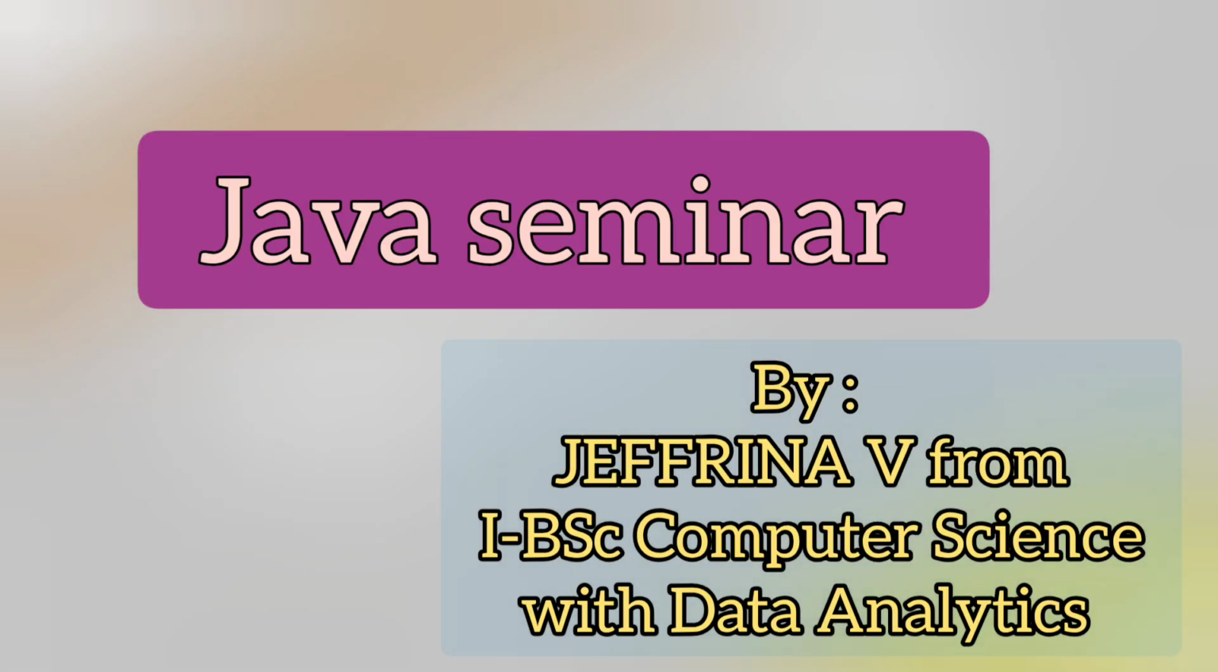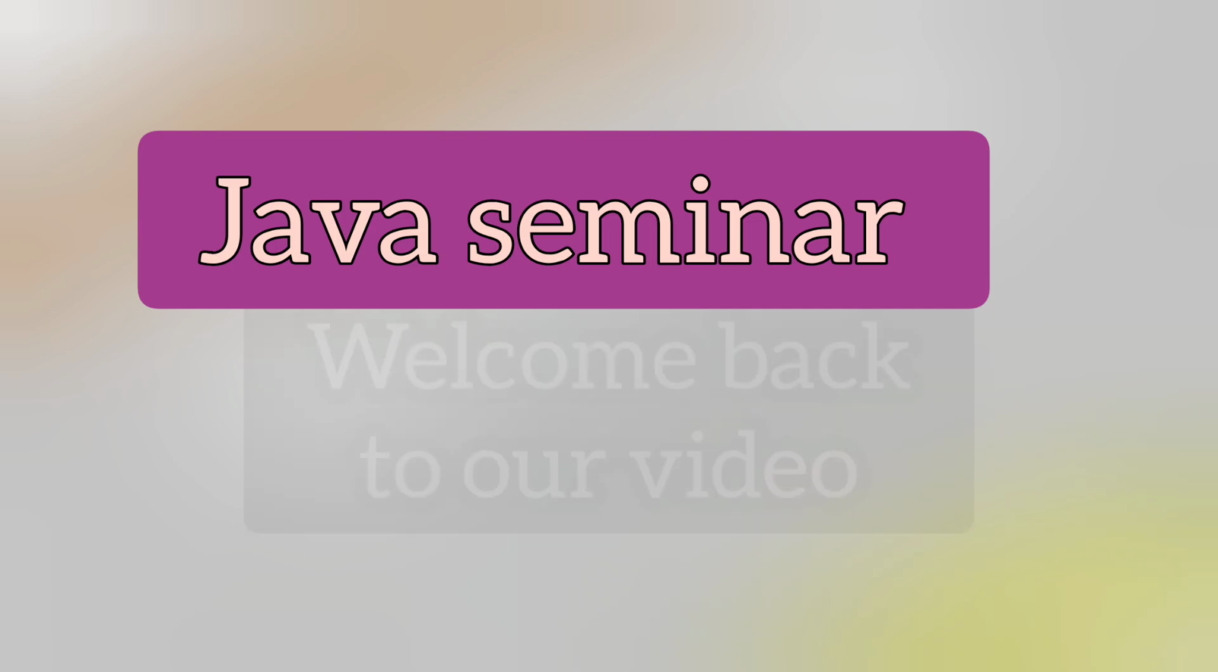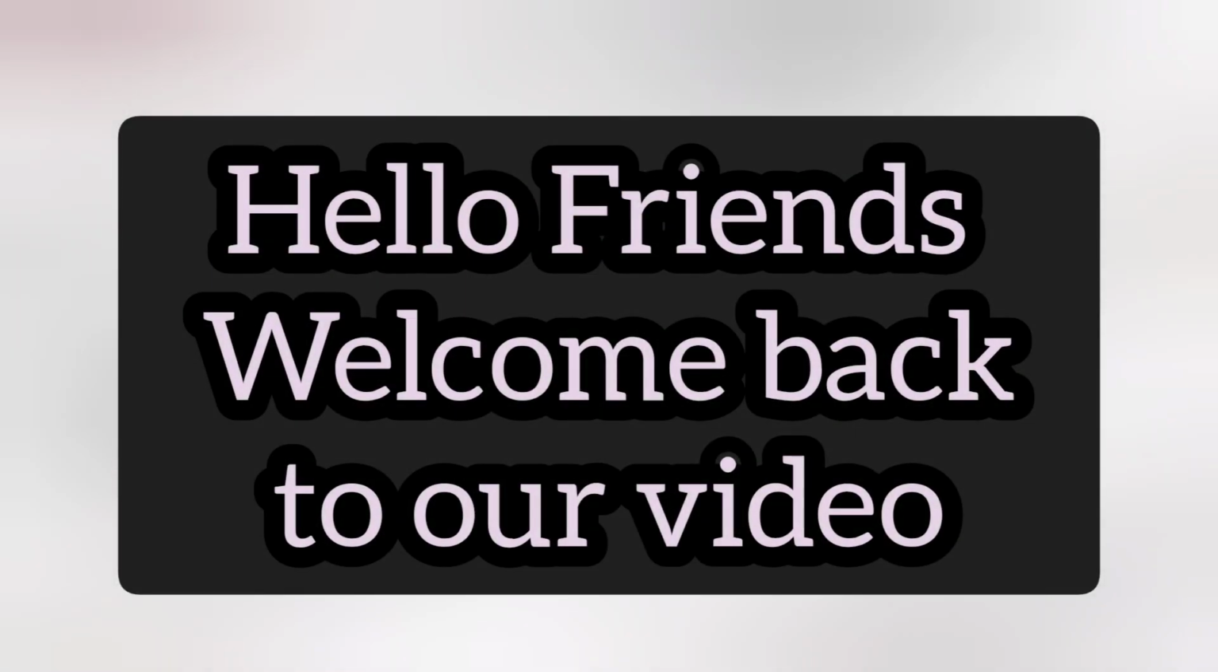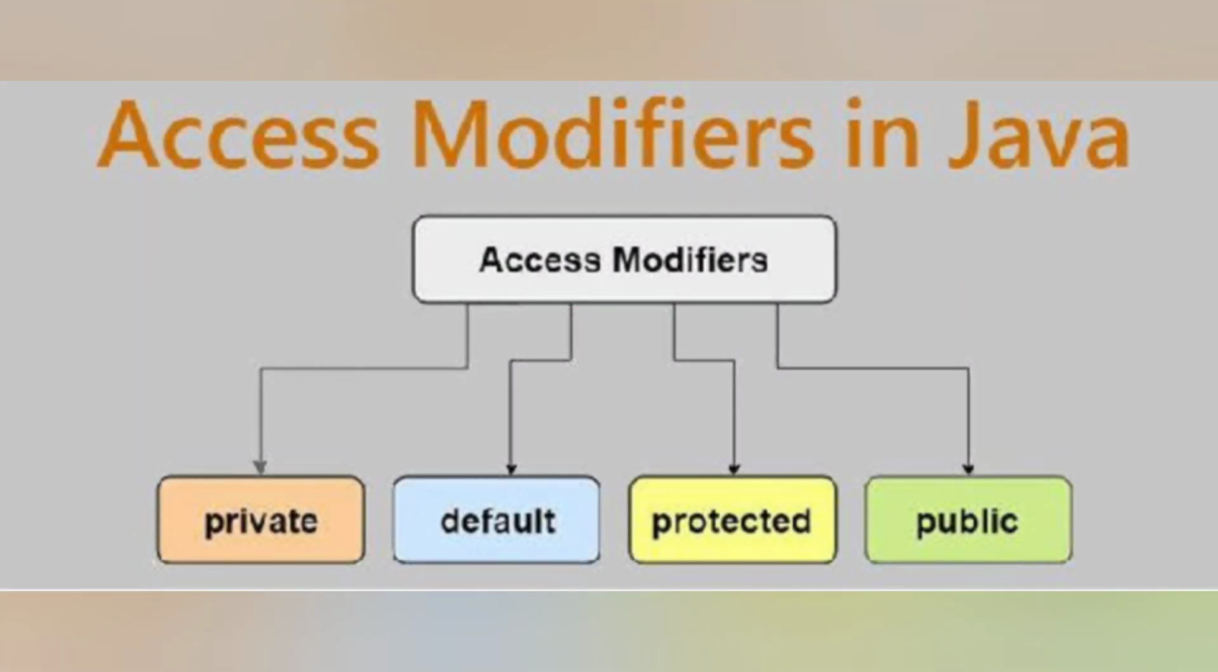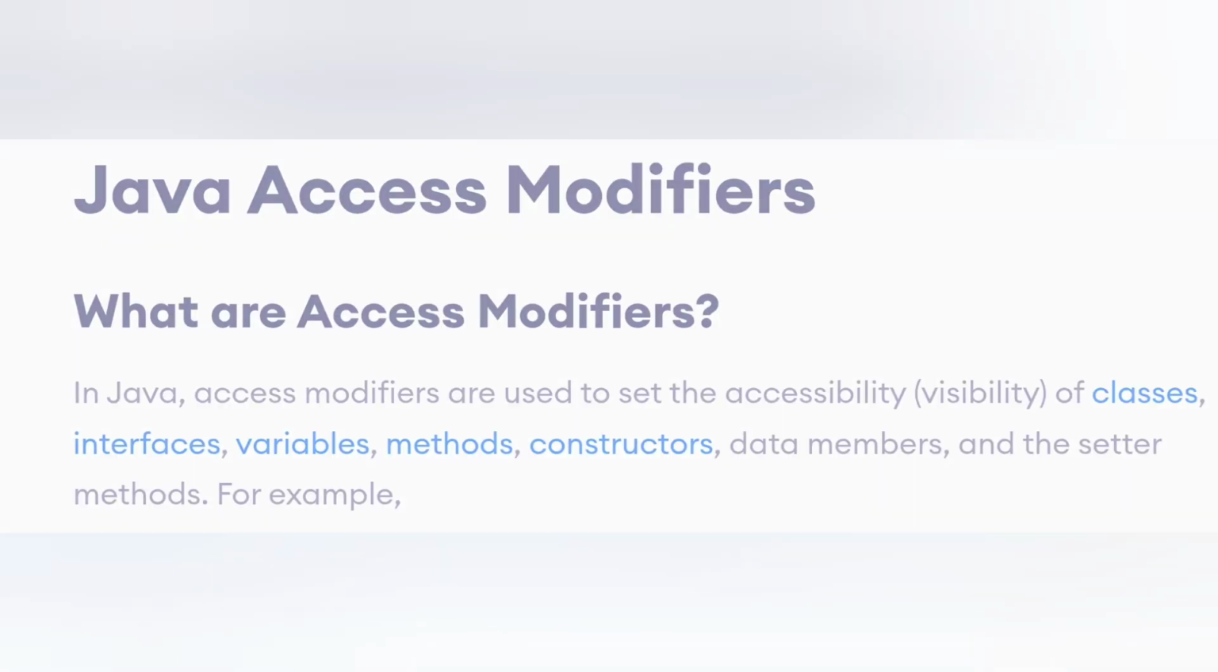Hello friends, in this video we are going to see about the access modifiers in Java. As the name suggests, the access modifier can be used to set the visibility or the accessibility of classes, interfaces, variables, methods, constructors, data members, and so on. It helps Java to restrict the scope of a constructor, class, variable, method, or data member.